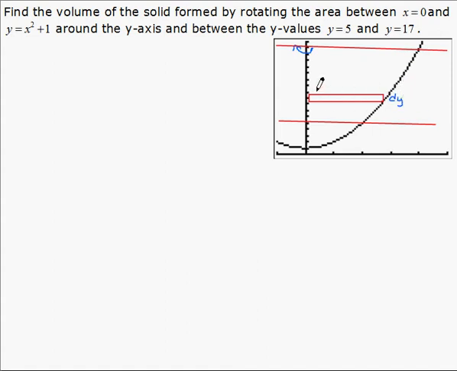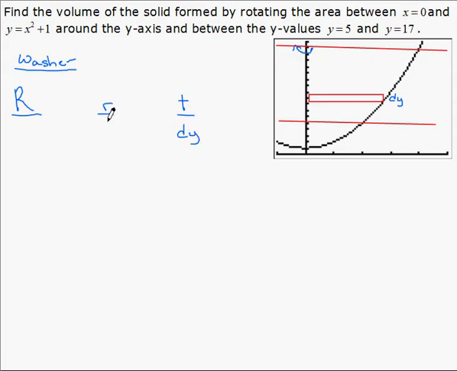Once we have our rectangle and our axis of rotation, we determine which method we're going to use. Axis of rotation, rectangle, they're perpendicular, so this is a washer question, at least the way we have it set up. So we need an outside radius, inside radius, and thickness. It's a dy rectangle, so that's the thickness.